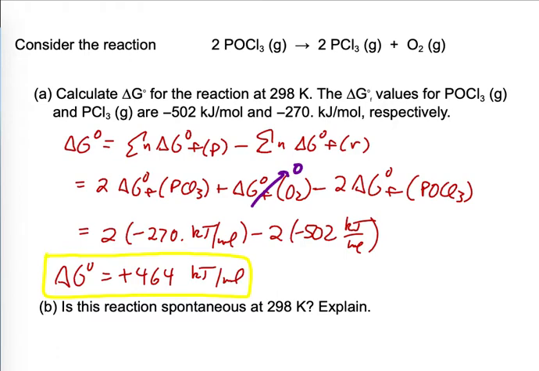Let me back up for a minute and say that the only reason we could use the standard free energies of formation is because the problem said we were at 298 Kelvin. Well, I have a positive value of delta G naught, so I would answer the question by saying no, because the standard free energy change for this reaction is positive, and that's associated with a non-spontaneous process.